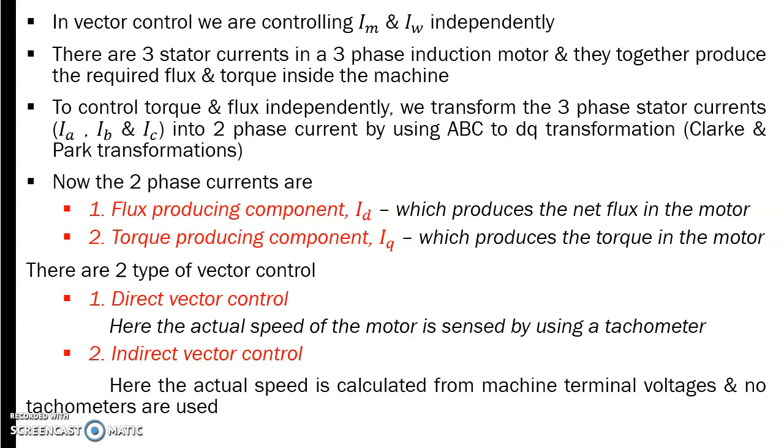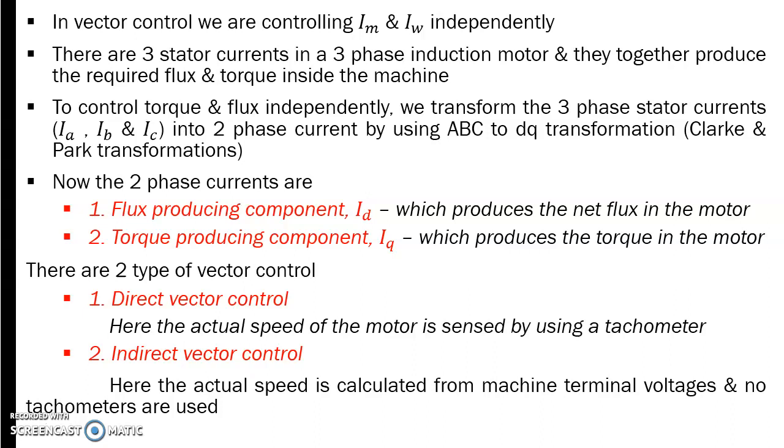How do you transform ABC to DQ? In that, two separate transformations occur, that is the Clarke transformation and the Park transformation. So let's see how it works. First of all, the ABC to alpha beta transformation.